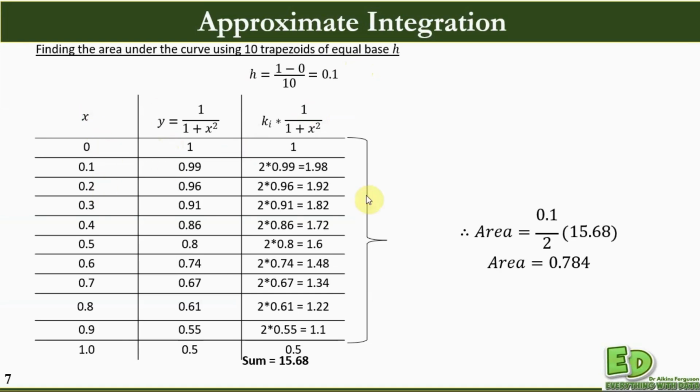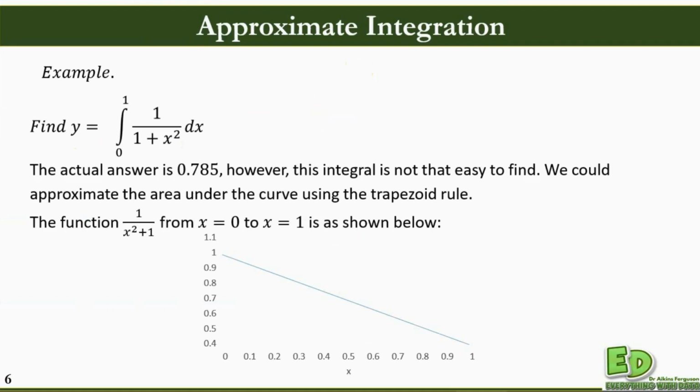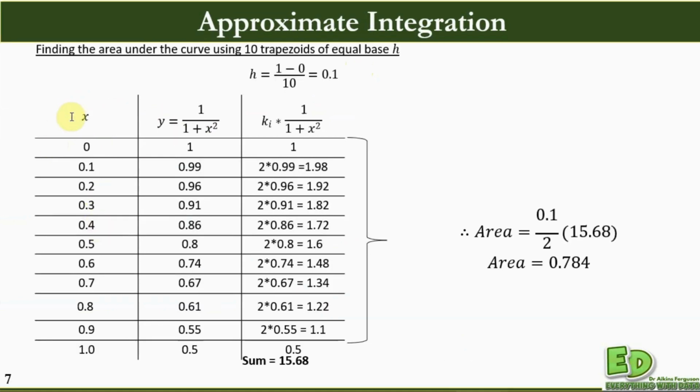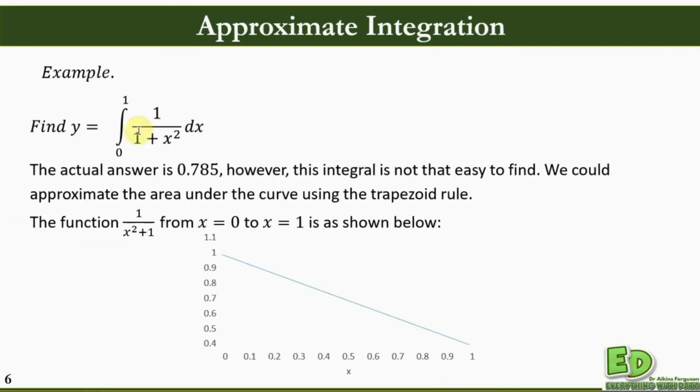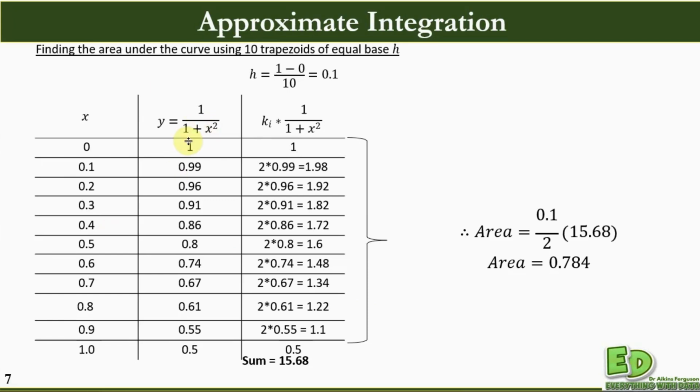So we have 3 columns here. The first column is the variable you have in the function. Is it given in terms of x, given in terms of y, given in terms of q? So looking at the question here, the function was given in terms of x. So the first column, you just write your x. On the second column, what you write is the function itself. The function itself is 1 over 1 plus x squared. That's what we write here.